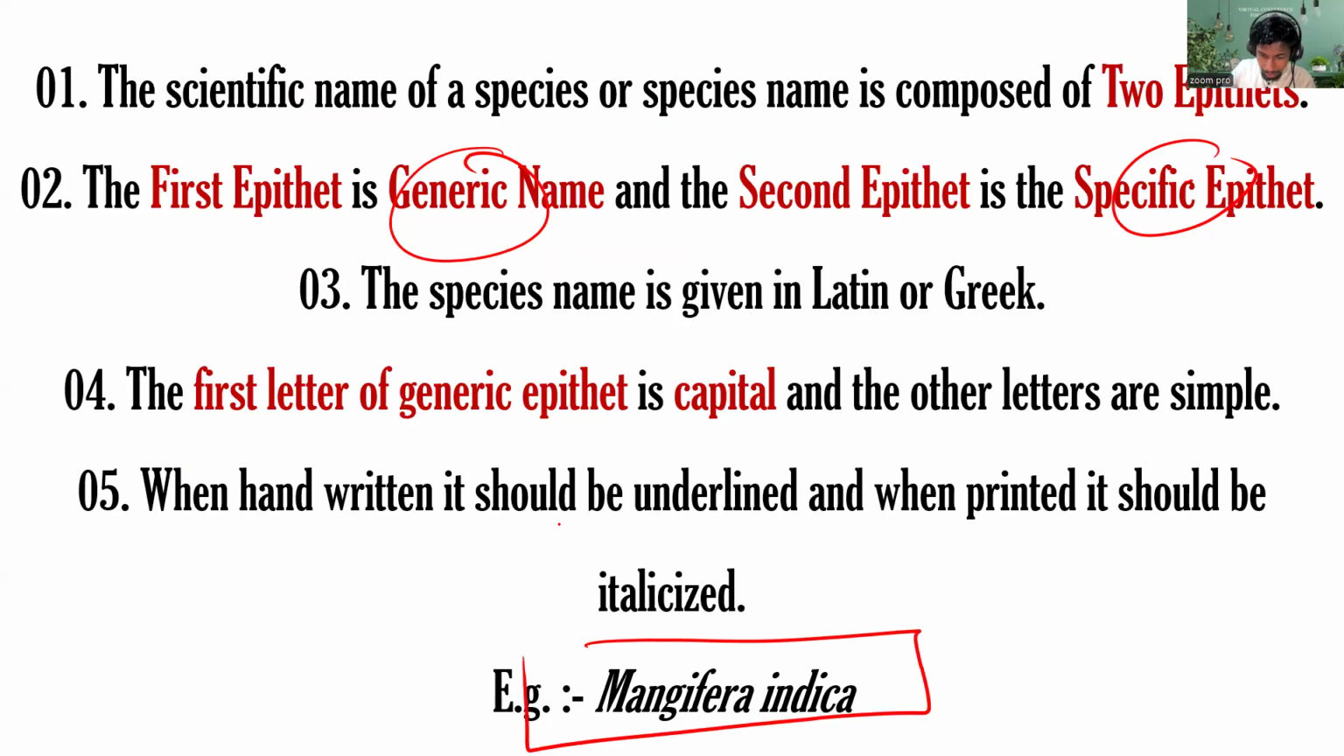Here you can see the name Mangifera indica, that is the name for the mango plant. The first letter must be capital and all the other letters must be lowercase. That's all. So it has two names, a generic name and a specific name. The same family will have the same generic name, but the specific epithet will be unique for each and every organism, and the name must be given in Latin or Greek, and the first letter must be capital.